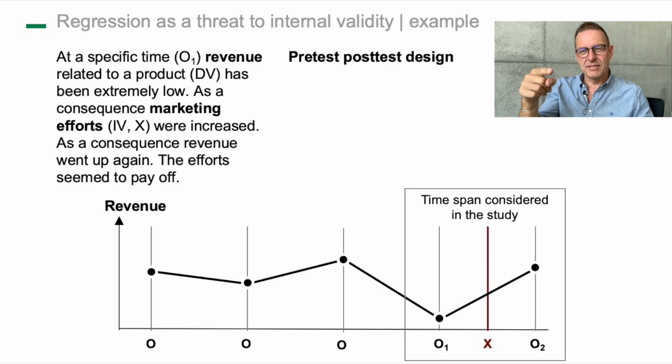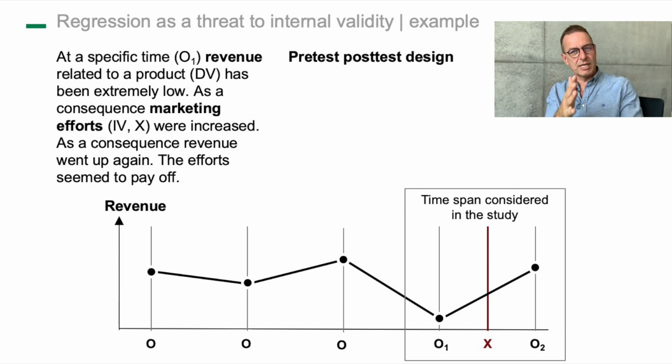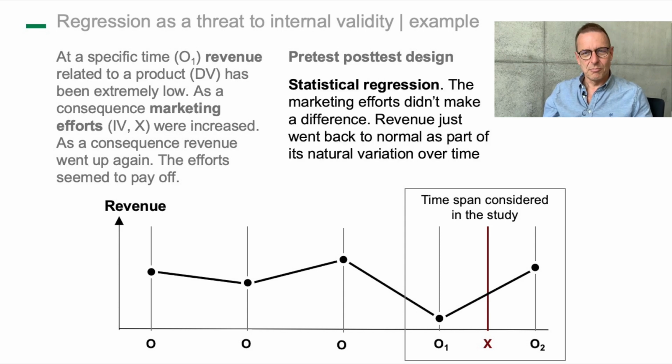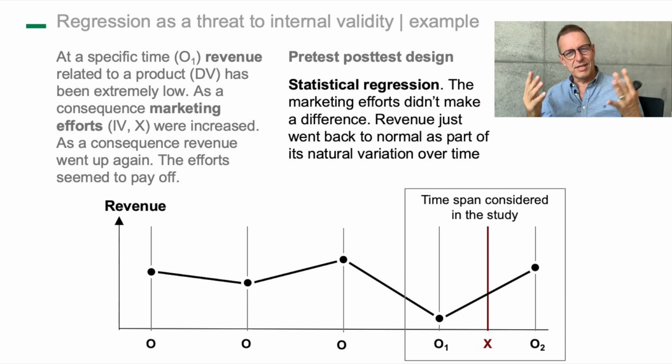So the dependent variable is revenue, and the independent variable, which is actively manipulated, that's the marketing efforts. Can we really say that now the change in revenue was really due to the marketing efforts? Again, no, we can't. Maybe history. But here is another thing that you have to consider, which is something that we name statistical regression.